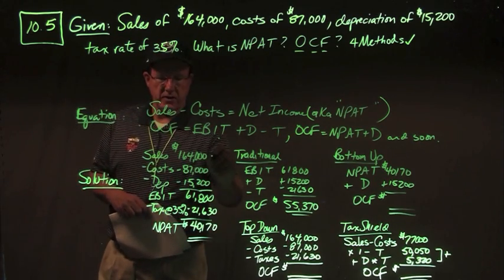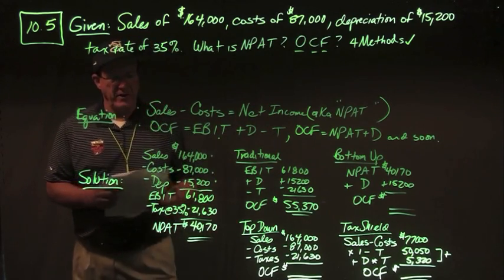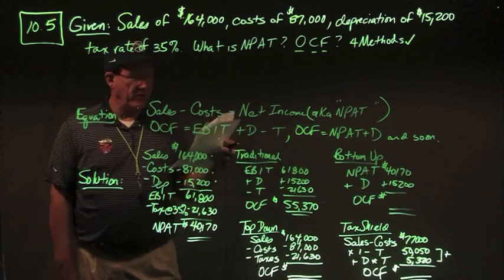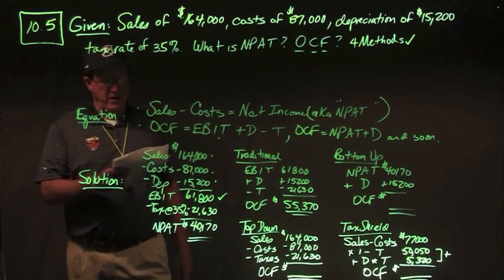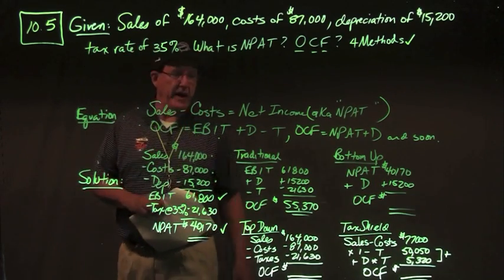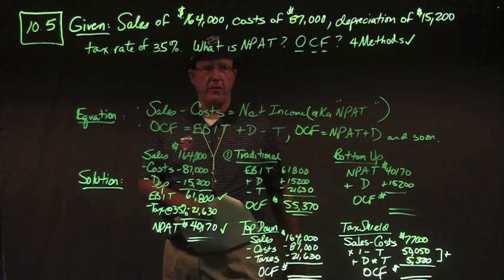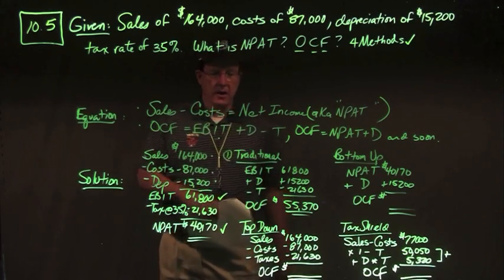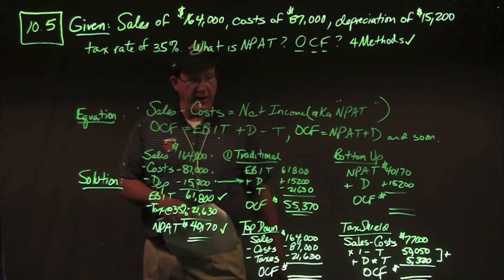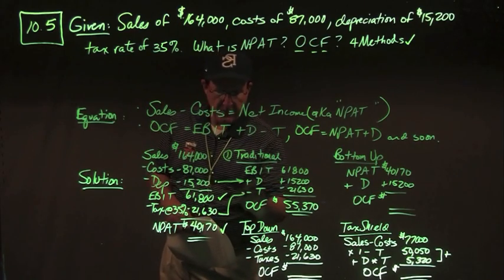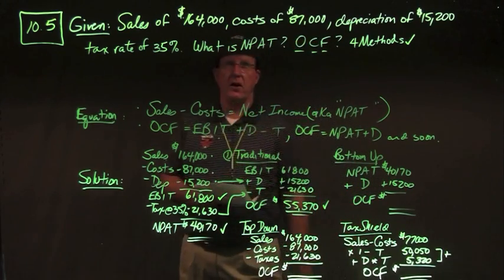So I take my sales of 164,000, subtract cost of 87,000, subtract depreciation of 15,200. That leaves me with EBIT of $61,800. I subtract taxes at 35% of 21,630, and I get a net income of 40,170 NPAT. Now I'll use the traditional method, always safe, whether there's interest expense in the income statement or not. EBIT of 61,800 plus depreciation, add it back, of 15,200, subtract out your taxes of 21,630, and I get an OCF of 55,370. There's your operating cash flow.